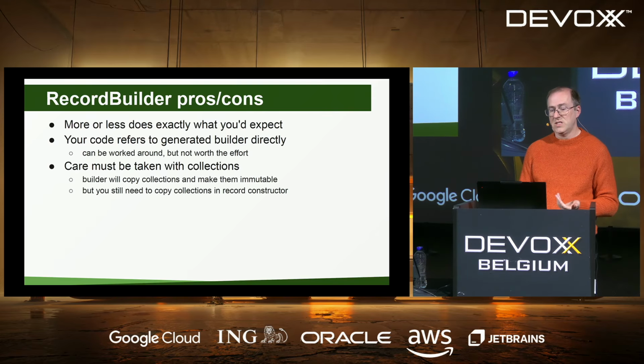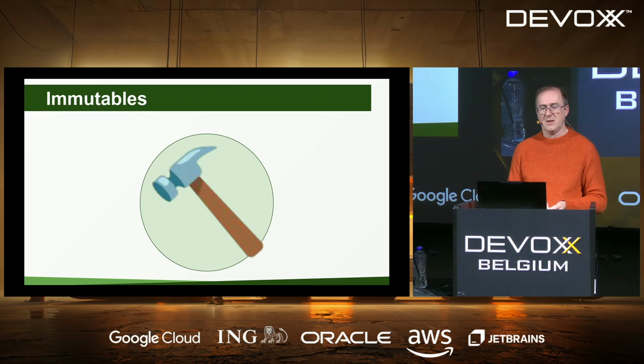So it does what you'd expect. Your code refers to generated builders. Do take care with collections. You need to make sure that they are immutable. Although record builder does the right thing, you still need a constructor.